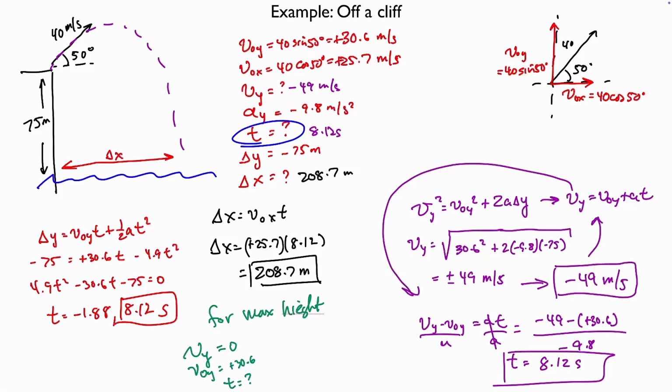So we don't know time. We want delta y, so this looks like a job for the third equation, because there's no time in it. We could go find the time, right, and then use the second equation, but the third equation gets us there directly. So this is 30.6, this is a 0, and this is a minus 2 times 9.8 times the delta y. Solve that for delta y. I'm not going to do the algebra. And you get 47.8 meters.